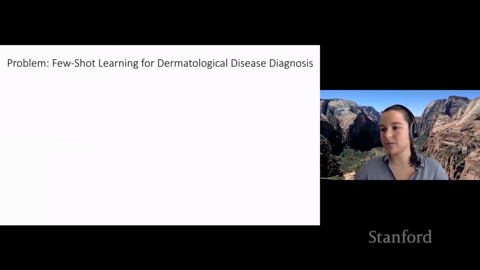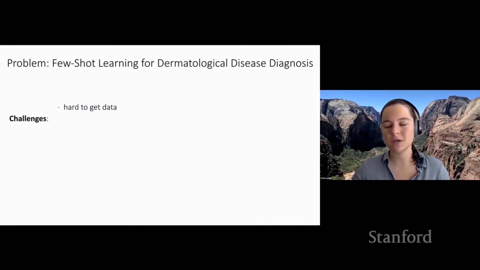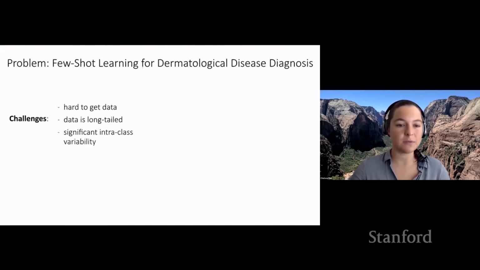The problem that they wanted to look at was few-shot learning for diagnosing different dermatological diseases, so different skin conditions. This problem has a number of different challenges. First, it tends to be pretty hard to get data because the data is fairly personal. Also the data is quite long-tailed. There are a lot of conditions that are very common, and there are some skin conditions that are very rare. And lastly, there's significant intra-class variability. Depending on where the skin condition is occurring on the skin, or on the skin type and so forth, you may have a lot of variability within a single disease.